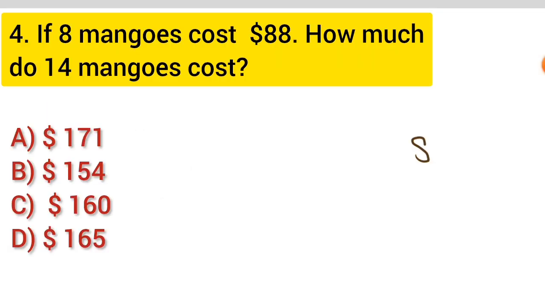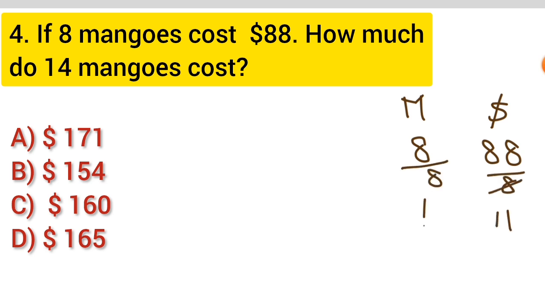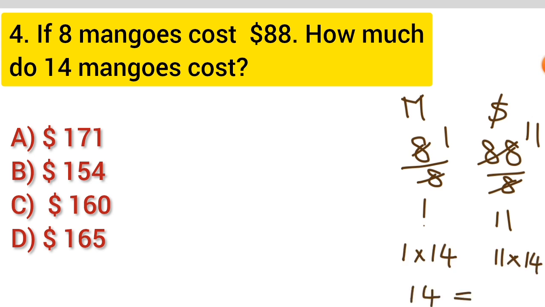8 mangoes cost $88. To get the 1 mango, you need to divide both sides by 8. So then you will get 1 mango equal to $11. Isn't it? So here they are asking 14 mangoes. That means you need to multiply both sides by 14. So then you will get 14 mangoes. The cost is 11 times 14, which is $154. So 14 mangoes, the cost is $154. This is the right option. Let's go for the next question.